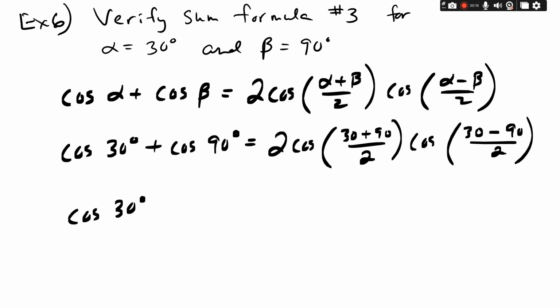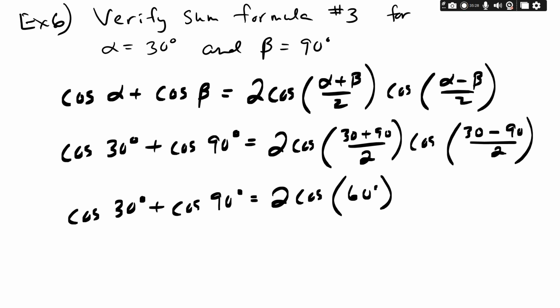All right, cosine of 30 degrees plus, let me simplify this out. I could have simplified it over here. I just want to make sure I simplify over here. This is 2 cosine. Let's see, 30 plus 90 is 120, divided by 2 makes 60. 30 minus 90 is negative 60, divided by 2 is negative 30. Interesting. So there it is. Cosine of 30 plus cosine of 90 is the exact same thing as 2 cosine 60 cosine negative 30.